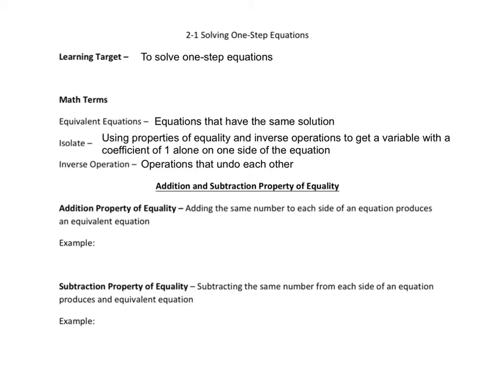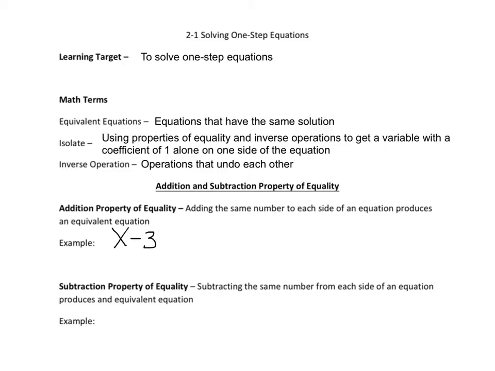The addition and subtraction property of equality. These properties are the properties that enable us to solve addition and subtraction equations. Addition property of equality. Adding the same number to each side of an equation produces an equivalent equation. Here's an example.